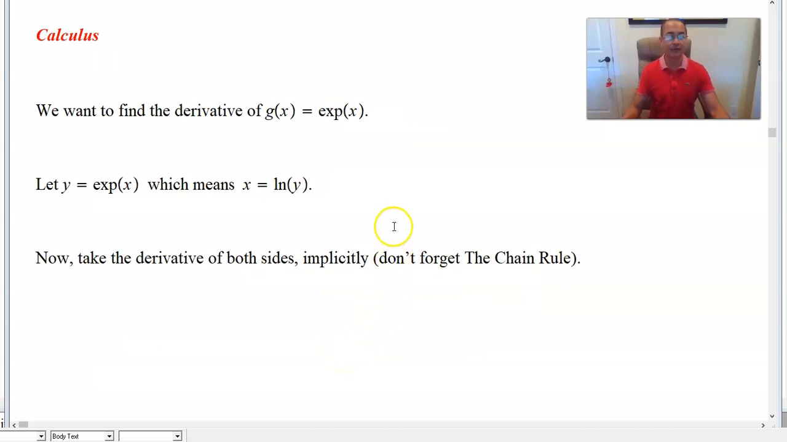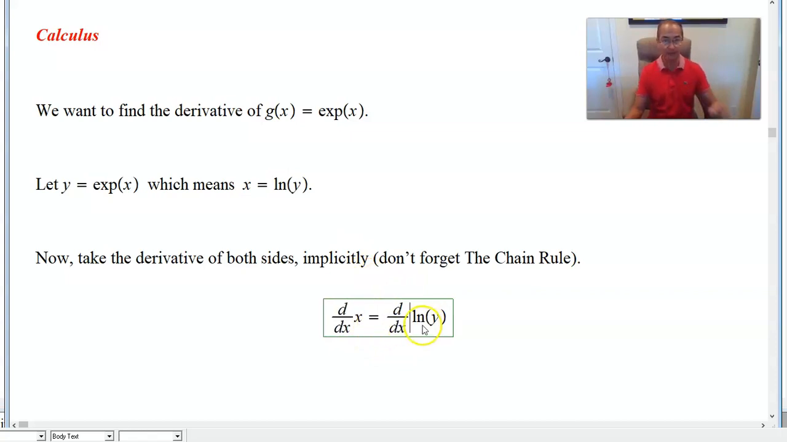All right, so our next job is to find the derivative of the exponential function. Okay, so let's give it a name. y will be the exponential of x. And again, that means that x must be the natural logarithm of y. Okay, so we're going to do implicit differentiation. We're going to take the derivative of both sides of that equation. Okay, so let's write d by dx of x on one side, which must be the derivative of ln of y on the other side, also with respect to x.